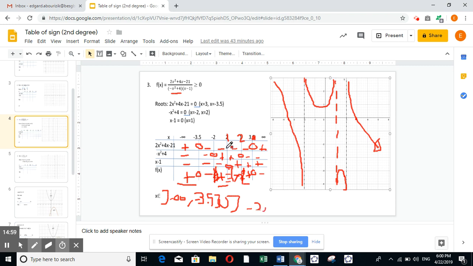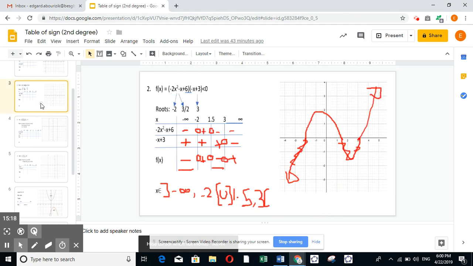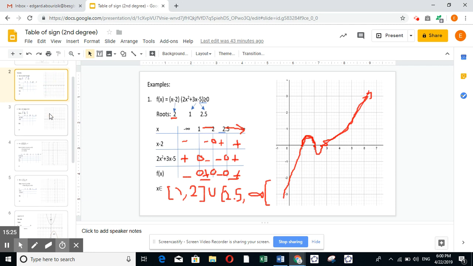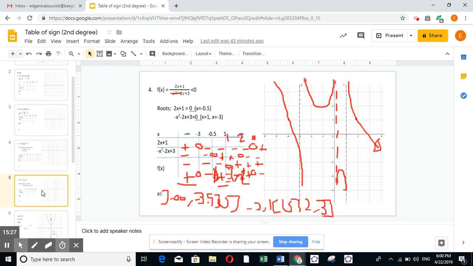From -2 till 1 open because it makes the denominator 0. I cannot close it. Then I have from 2 till 3, and at 3 I close it because it's in the numerator. It can be 0. Here I have 0. Okay, so here, as we said, I gave you 3 examples for delta bigger than 0.